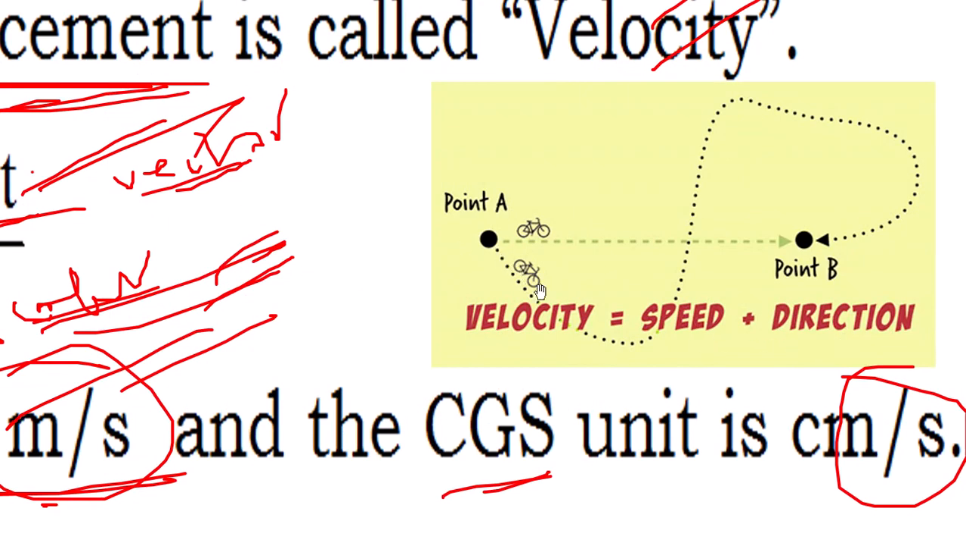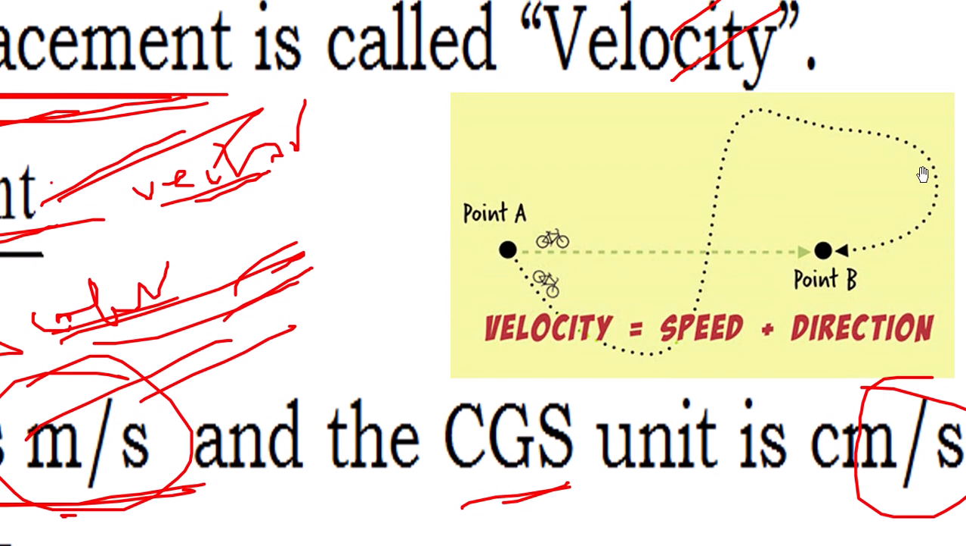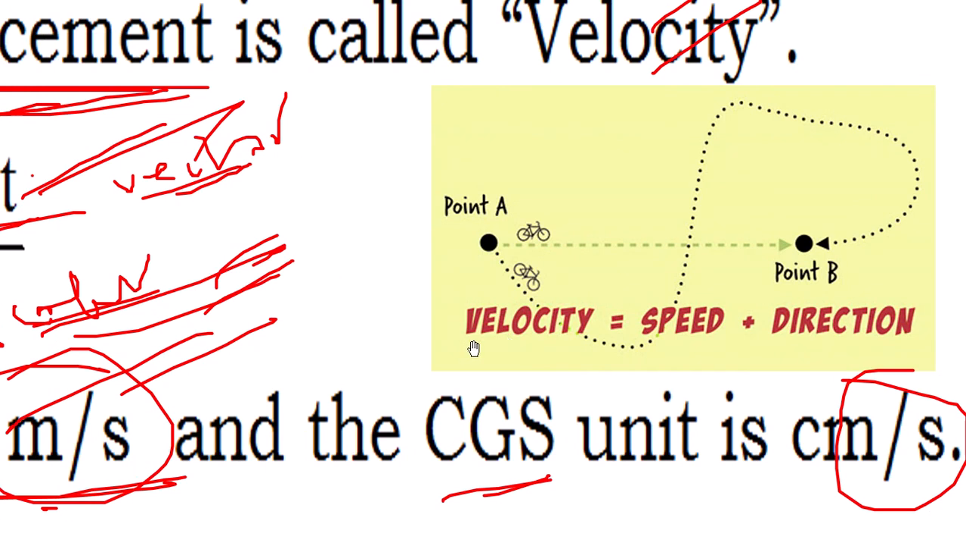If this cycle is starting from point A, coming down, going up, coming down, coming to point B, this length is called speed. Suppose if the cycle goes in a straight line, then it is having speed plus direction. So then its speed is called velocity. So velocity is nothing but speed in definite direction. If the direction is not definite, then it is called speed.